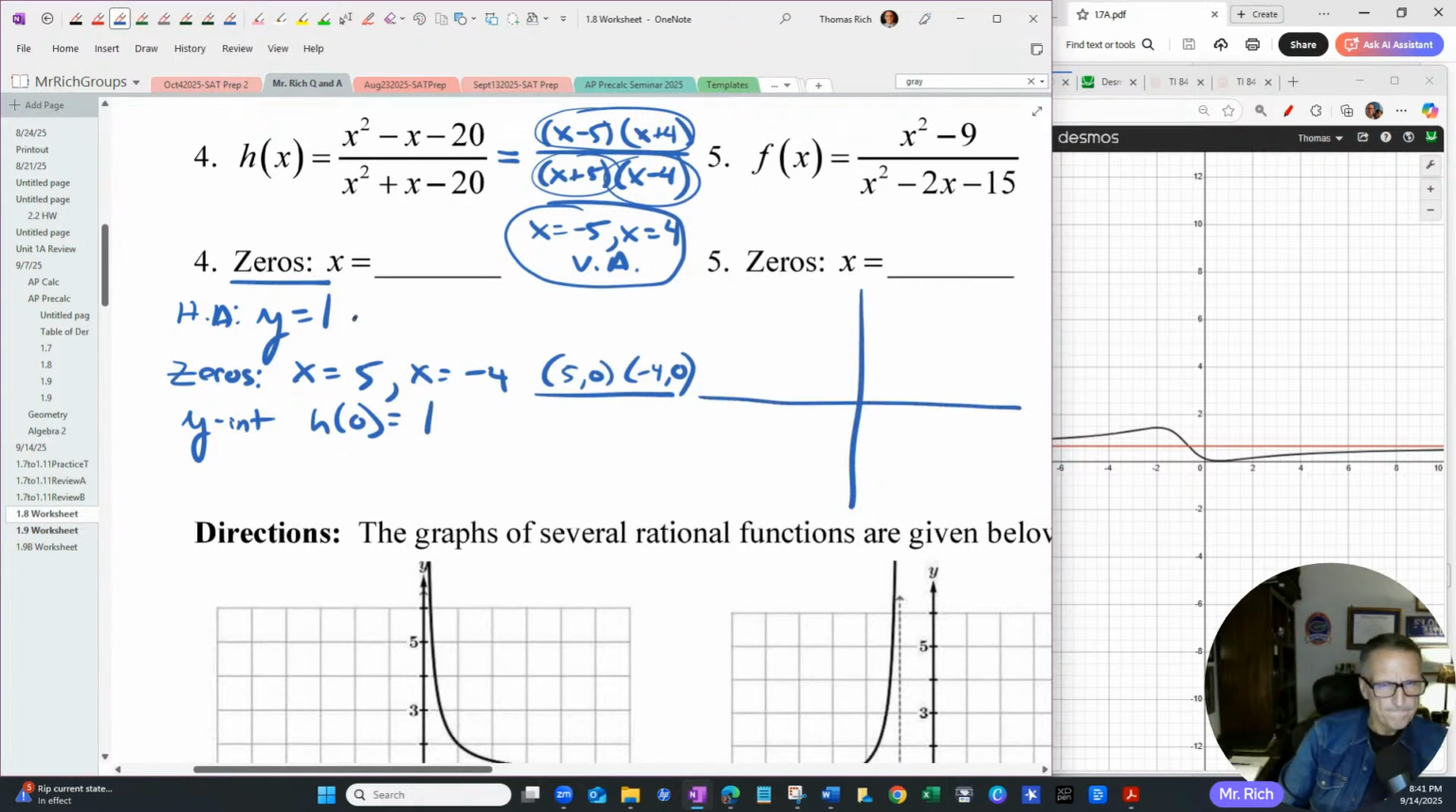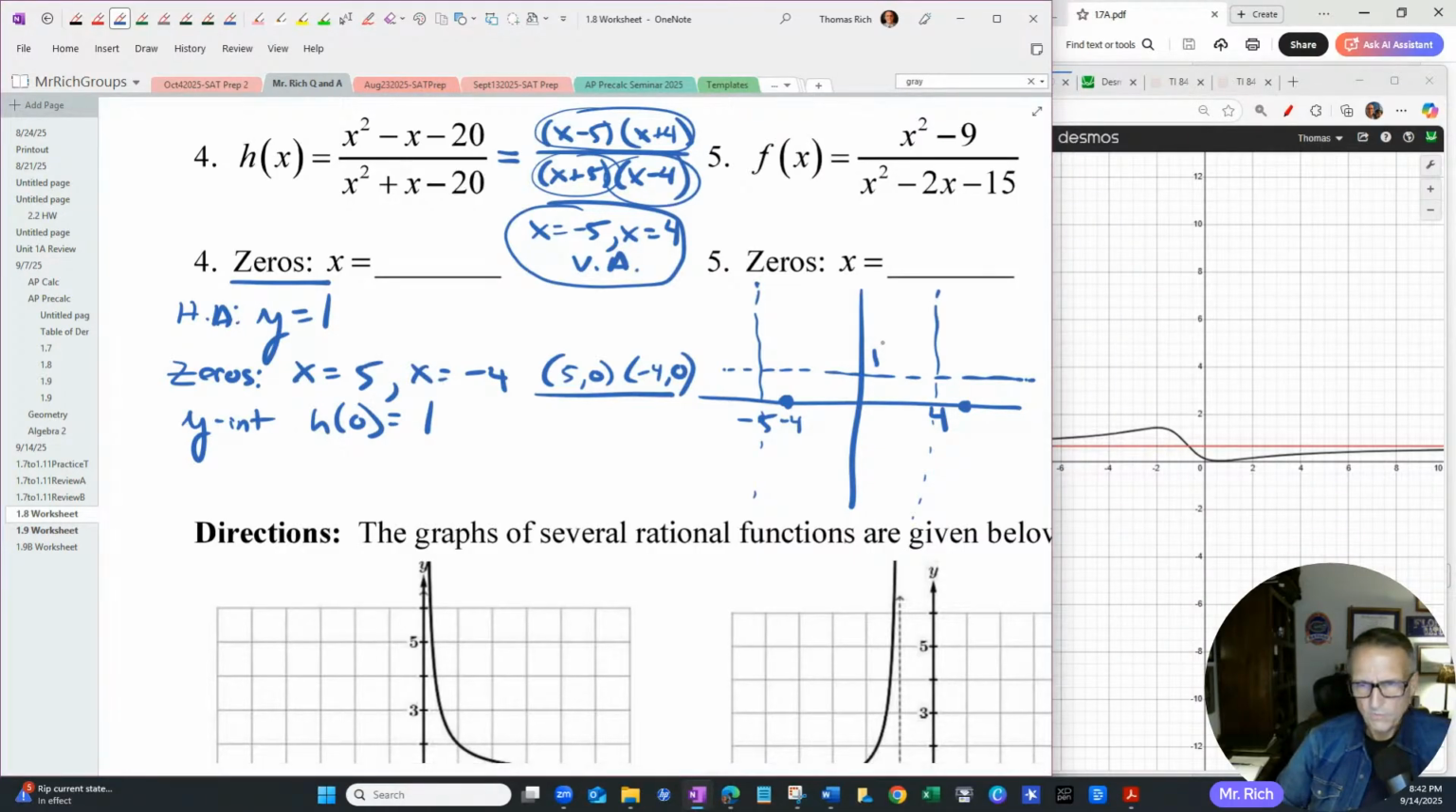The vertical asymptotes are out here at -5, over here at +4. The zeros are at 5, 0, so there is an x crossing over here at 5, and another one over here at -4, right here. We also have a horizontal asymptote here at 1, so we'll put that horizontal asymptote right there.